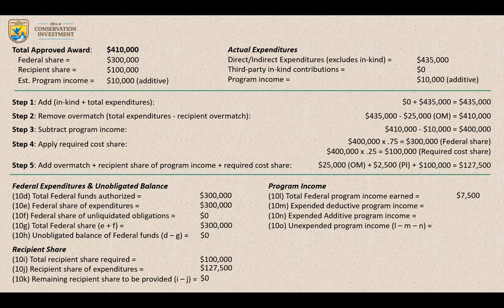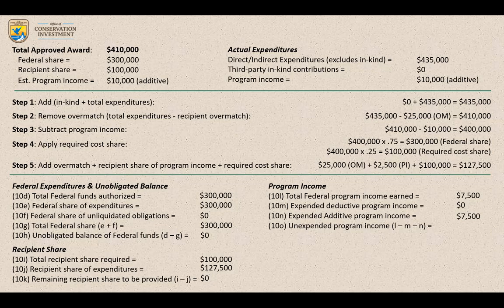Field 10M represents the amount of the federal share of program income that was treated deductively. In this scenario, the entire federal share of program income was treated additively, so 10M is 0. Field 10N represents the amount of the federal share of program income that was treated additively. Since the recipient had sufficient additional expenditures to apply all of their earned program income additively, this amount is $7,500.